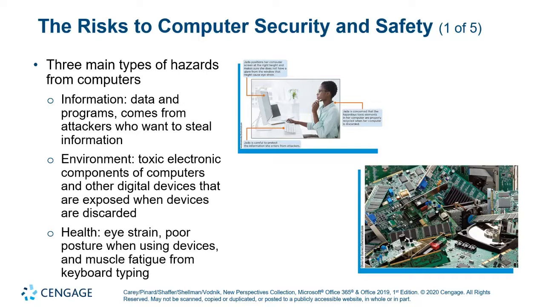And finally, there are the health risks. These are more about our physical and mental well being. Things like eye strain, muscle aches and pains, carpal tunnel syndrome, and mental health issues such as depression and anxiety. We're going to go a bit in depth on those in a little while, but again, the focus of this lecture is on information risks.